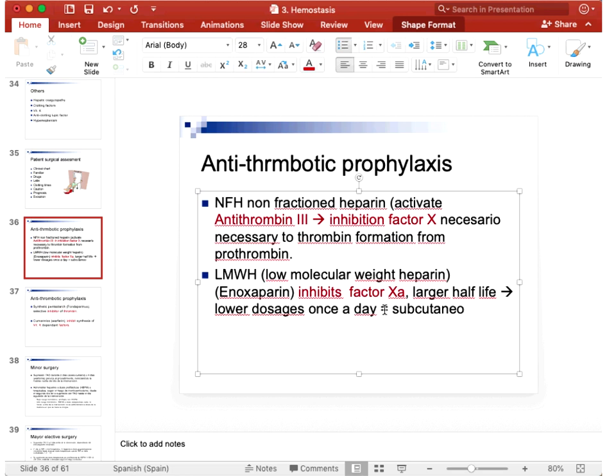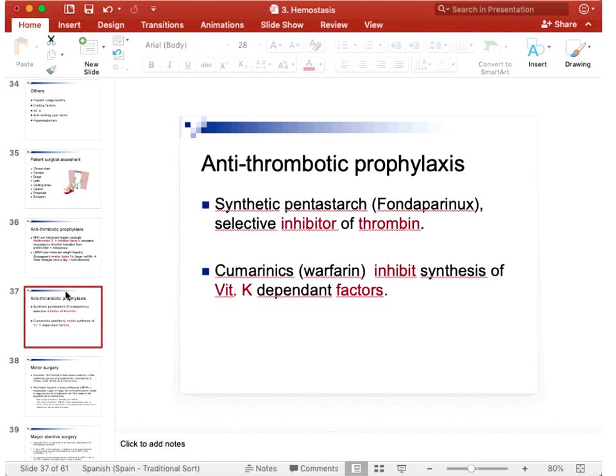subcutaneously once a day. And the other one, you need to give this intravenous, and you need to give infusion to the patient. Whatever the case, whatever is available, you can use it. Now, where are you going to use it?